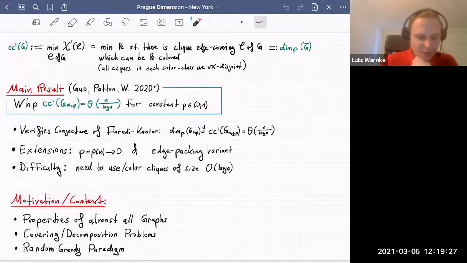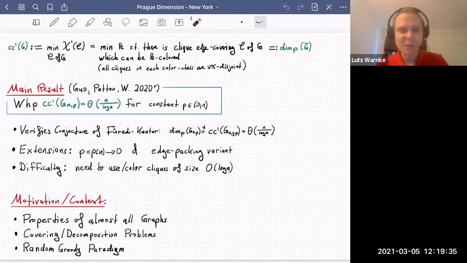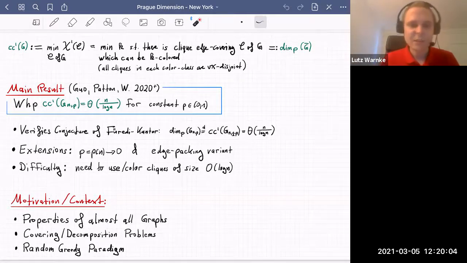The second motivation I want to mention comes from this connection to covering and decomposition problems, which are nowadays all over combinatorics, with many exciting and great results being proven. The main difference here is that typically we tend to decompose things into objects of constant size. Here we could decompose the edges into cliques of constant size, but for our problem that's not enough. We need to decompose things into growing cliques. So that gives an interesting twist on this classical idea.